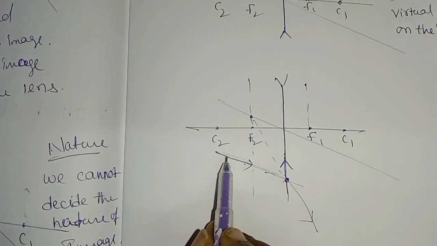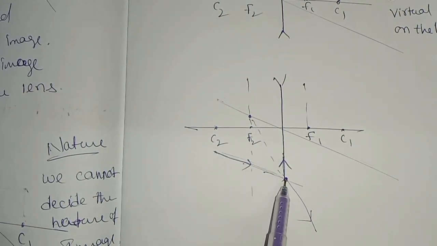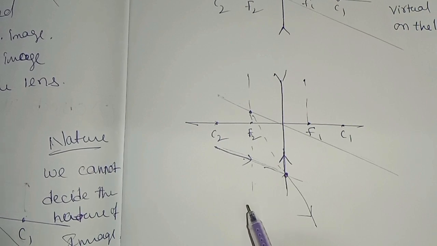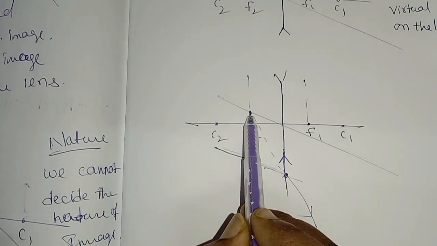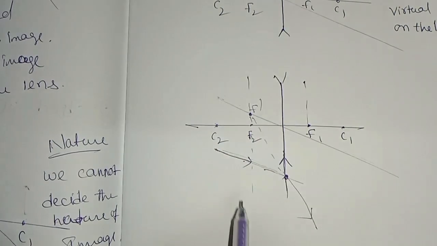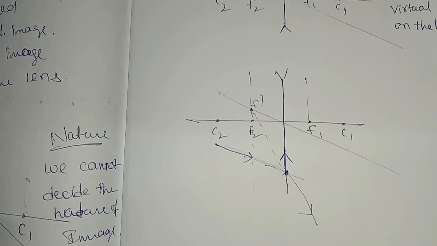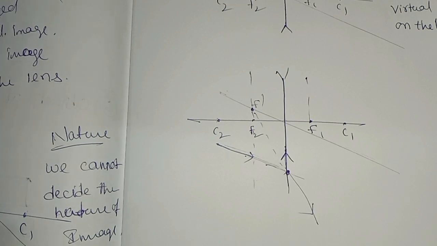First draw a principal axis parallel to the light ray. Extend your dotted line to the focus, where it intersects the principal axis; that is your new focus. So this line diverges through the focus, and here we will get it like this. These are the ray diagrams related to the convex lens and concave lens. Clear?